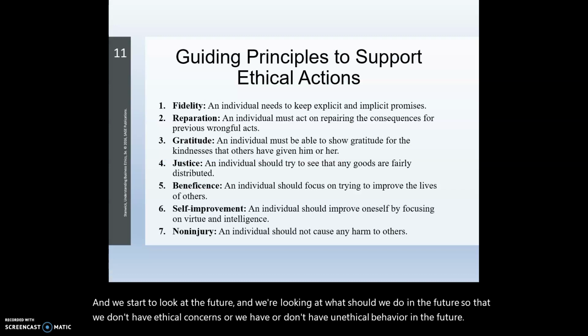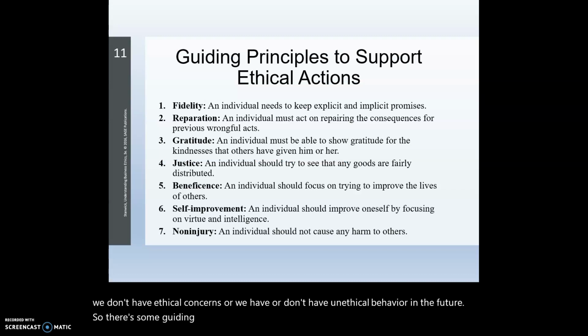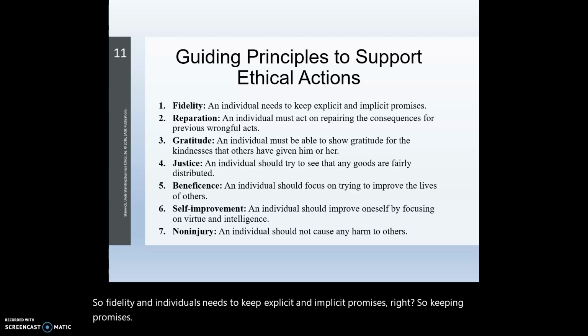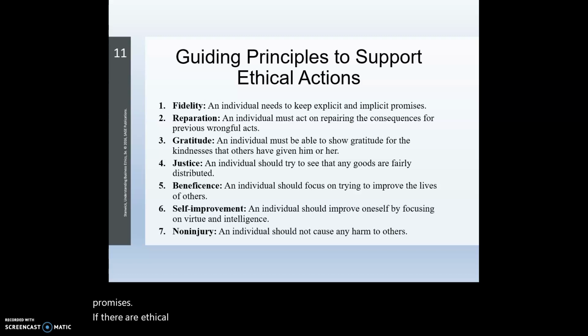So there's some guiding principles that can be used to help to ensure that we're making ethical decisions. So fidelity, an individual needs to keep explicit and implicit promises. All right, so keeping promises, if they're ethical promises, right? Reparation, so we have to act on repairing the consequences for previous wrongful acts.